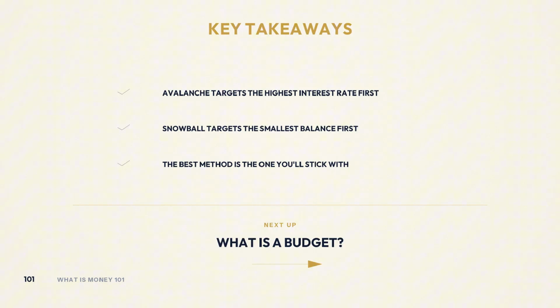So that's the debt snowball versus the debt avalanche explained. To recap, the avalanche saves you the most money by targeting the highest interest rate first, while the snowball builds motivation by targeting the smallest balance first. The best one is whichever you'll actually stick with.